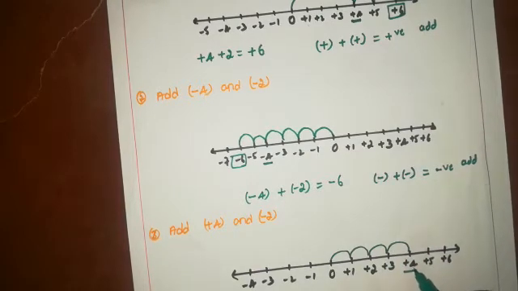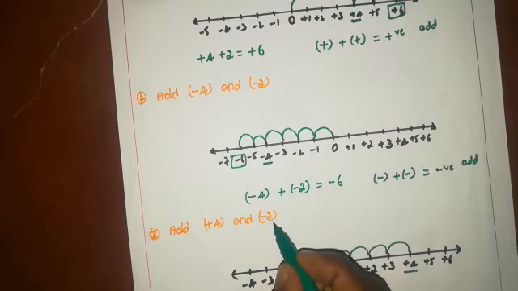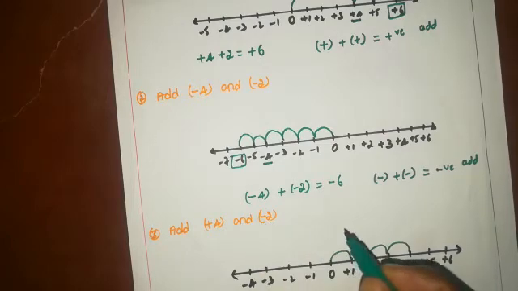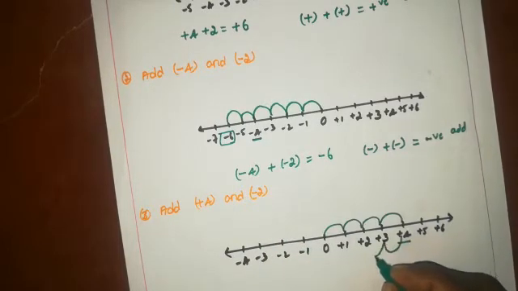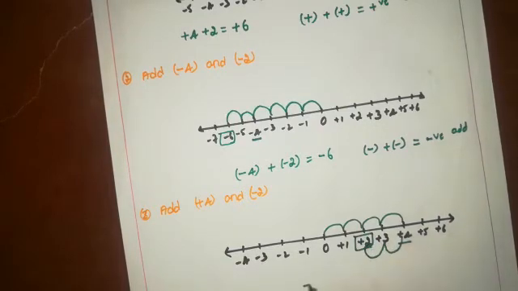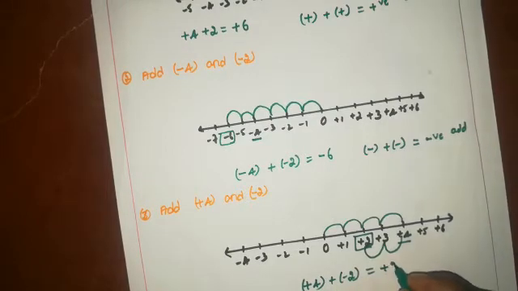For this we have to add minus 2, which means minus means we have to move to the left side. So how many steps? Two steps, that is 1 and then 2. Okay, we get plus 2. When we are adding plus 4 and minus 2, we get plus 2 as the answer.